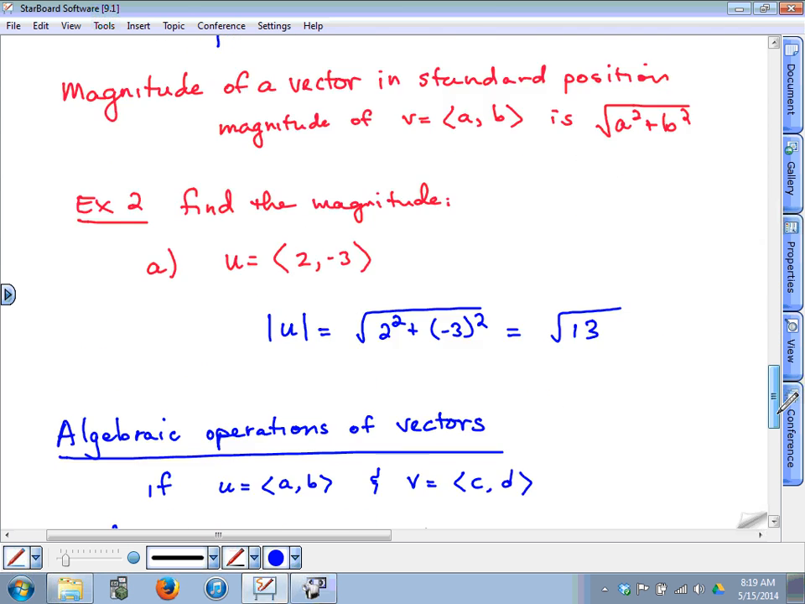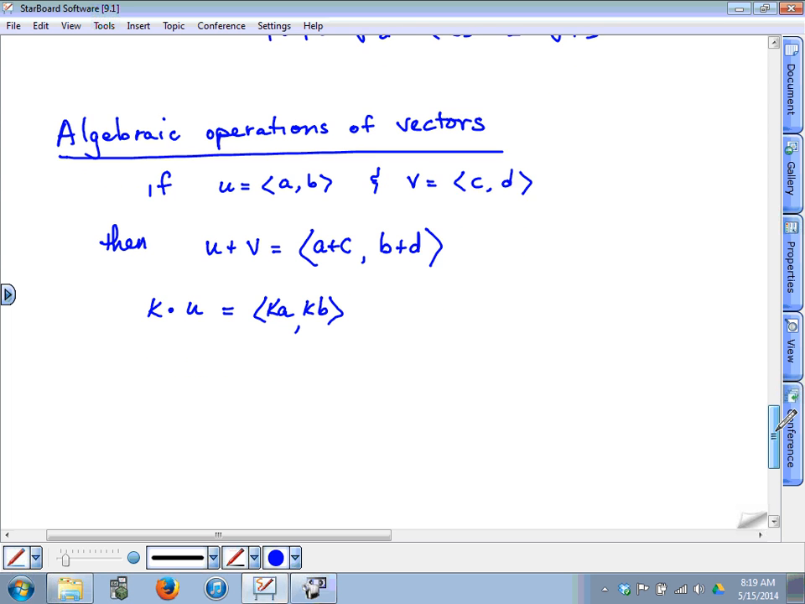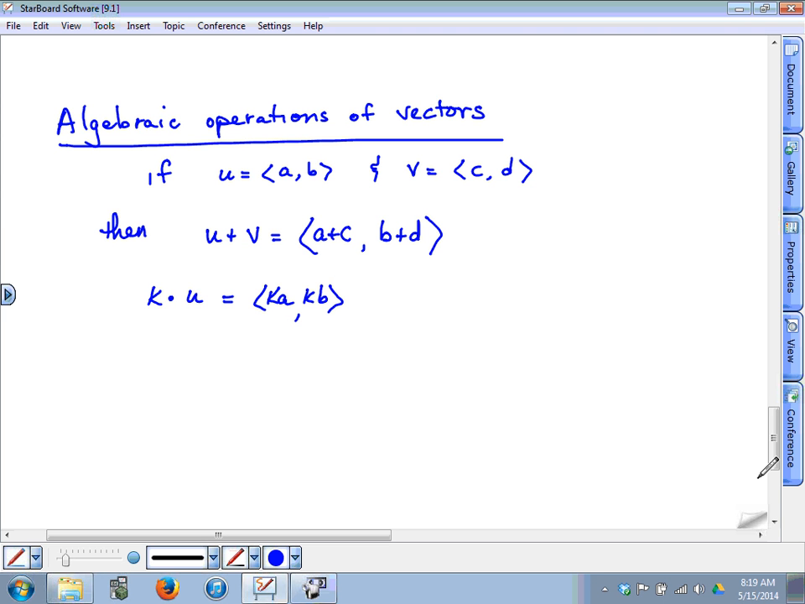But algebraically, what do you think that does to the components? What are some thoughts on that? Just multiplies the components, yeah. So the original components of vector u were a comma b. So k times u is going to be ka comma kb. That's how scalar multiplication works algebraically. But just keep in mind, geometrically, a scalar increases or decreases the magnitude of a vector. What are some other things here?